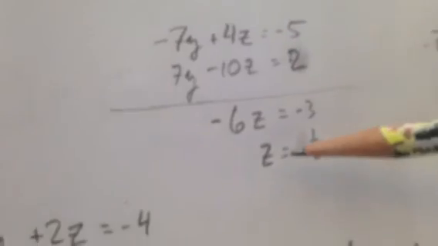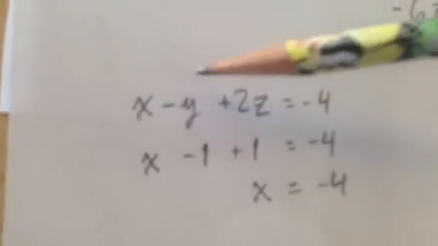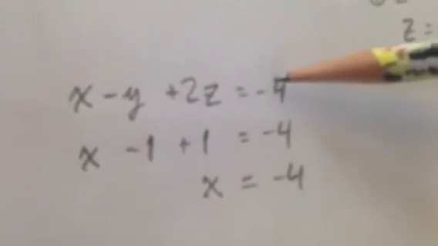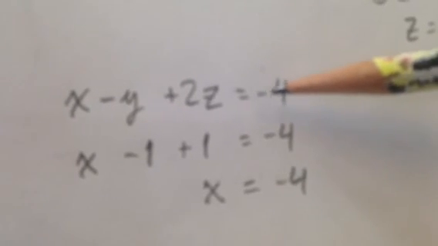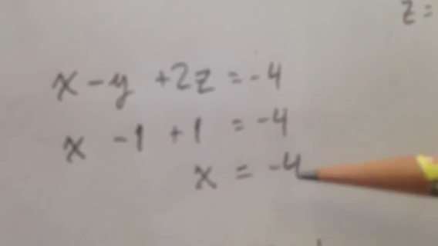So now I've got y equals 1, z equals 1/2, and I can just replace both y and z in one of the other equations there, one of these original equations, and I work it out to get x equals negative 4.